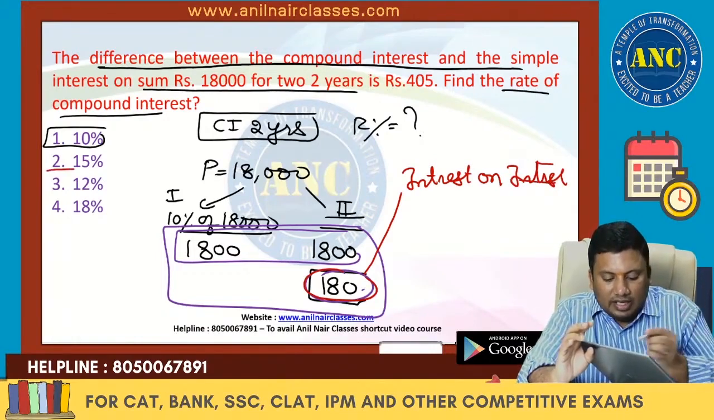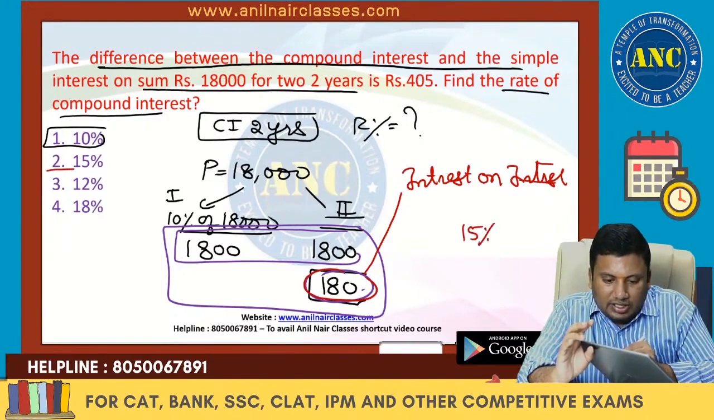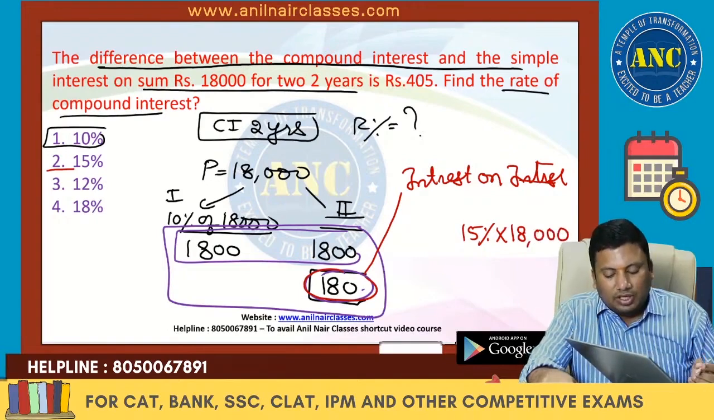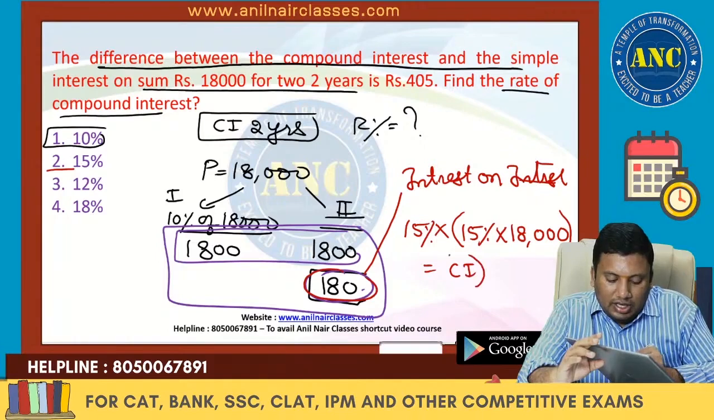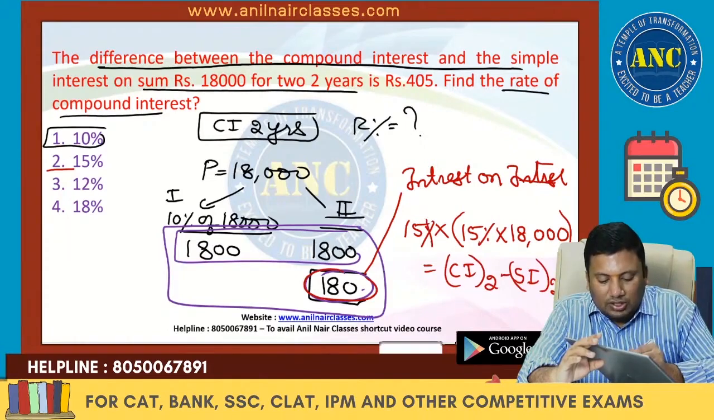Let me take the second option. So the first interest is nothing but 15% of 18,000. Again on this interest, this is nothing but CI for 2 minus SI for 2. So percentage, 4 zeros, 3 zeros.